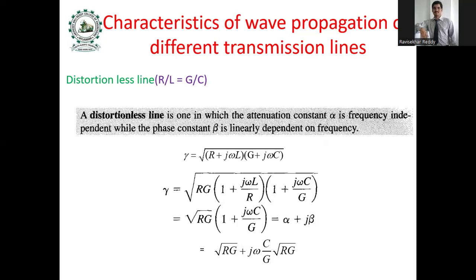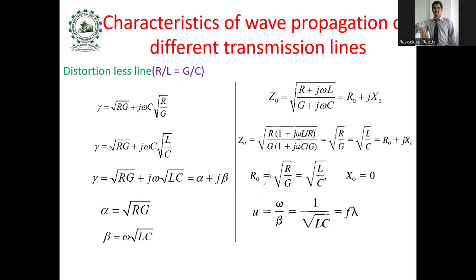So general equation for gamma, that is equal to square root of (R plus j omega L) into (G plus j omega C). So gamma equal to square root of, take R and G both common. So RG into (1 plus j omega L by R) into (1 plus j omega C by G). Square root of RG into, so substitute distortionless line condition here. So then square root of RG into (1 plus j omega C by G), then multiply with square root of RG.